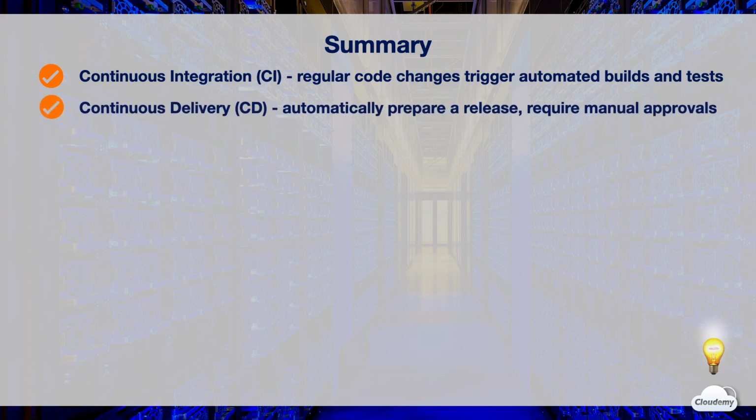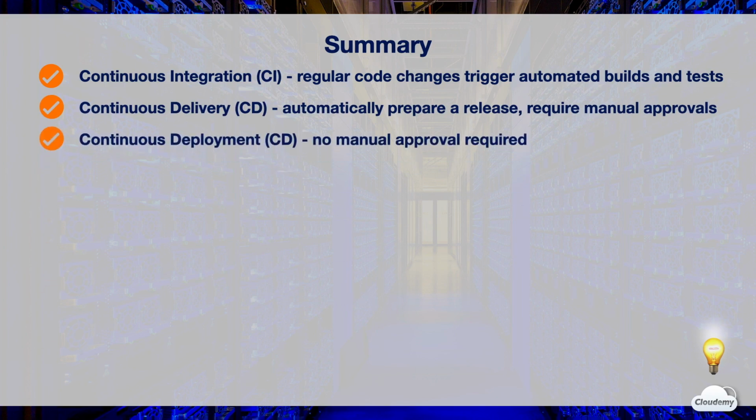Continuous delivery automatically prepares a release, ready to be deployed to different stages. However, manual reviews and approvals are required before deploying to the next stage. Continuous deployment pipeline fully automates the release process, including production releases, without any manual approval. AWS offers a number of CICD services that automate release pipelines based on the model you define.